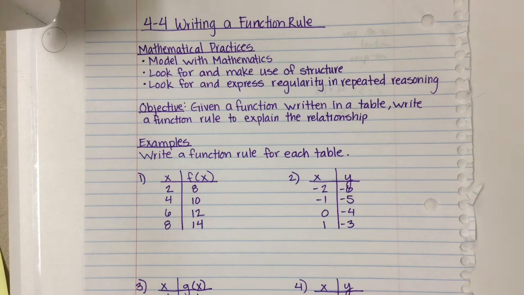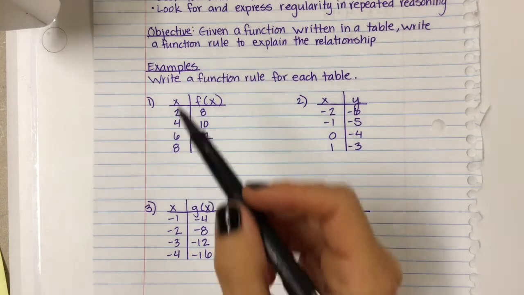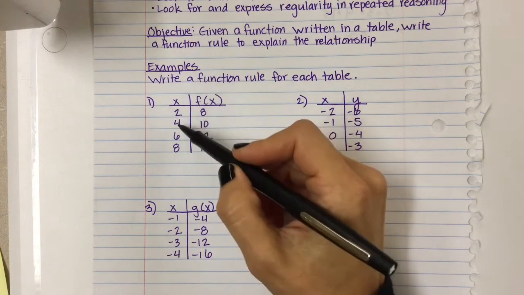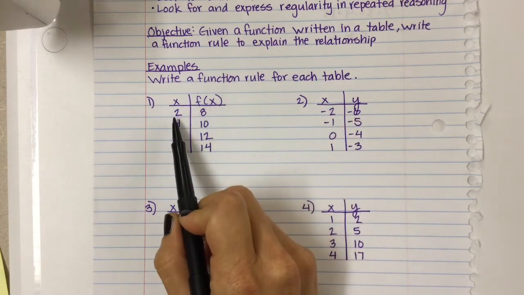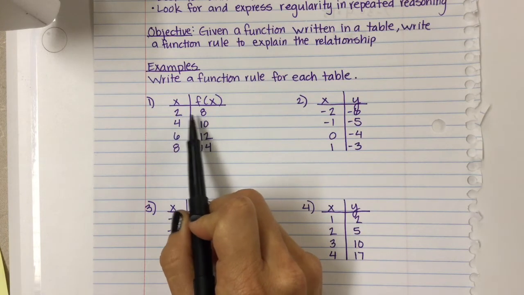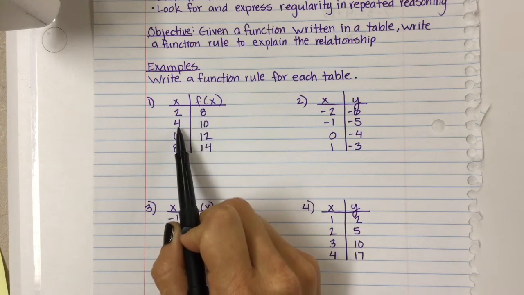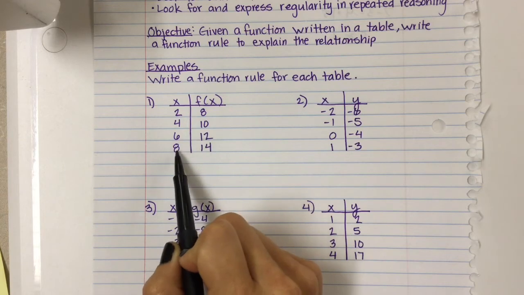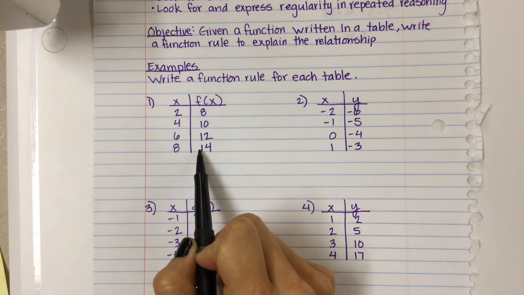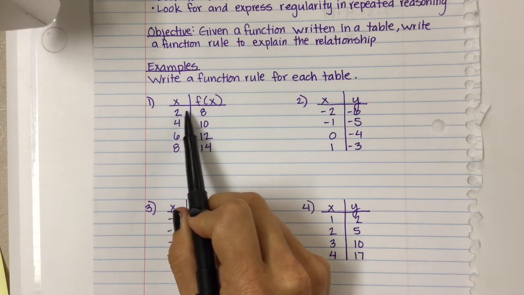So we're going to go through 4 examples to accomplish this objective. The first example, we have x and f of x. Remember, x is our input and f of x is our output. And we're going to look at the relationship from x to f of x. So here we have 2 being plotted to 8, 4 going to 10, 6 going to 12, and 8 going to 14. So here, the relationship between my x and my y, I could say it's times 4.